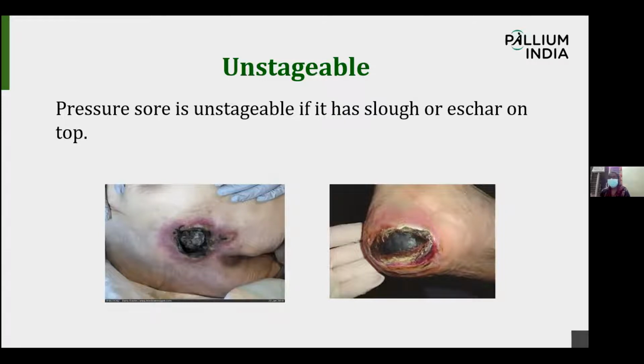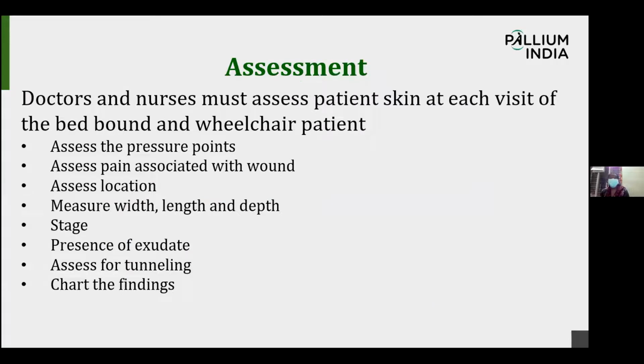So there are 5 stages of wound. The first stage is non-blanchable erythema. The second stage is the dermis layer breaking down. The third stage is full thickness ulcer, where the subcutaneous layer is fully affected. The fourth stage is muscle, bone, and tendon being affected. The fifth one is unstageable wound. If we are not able to stage the wound, that is an unstageable wound.